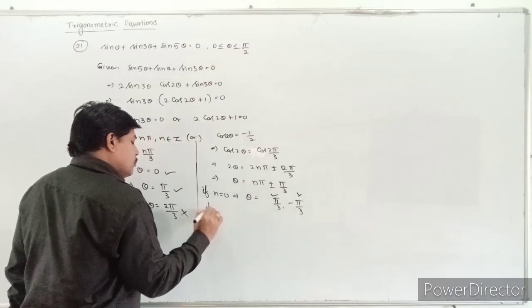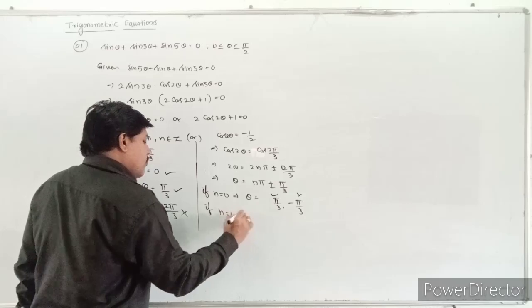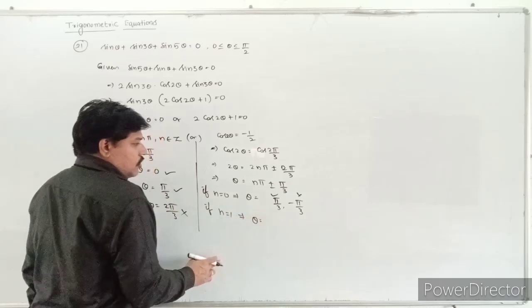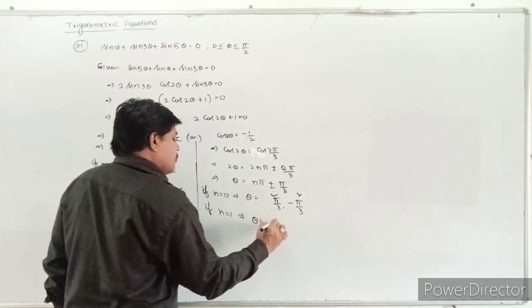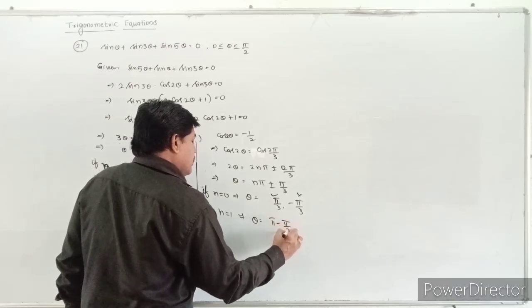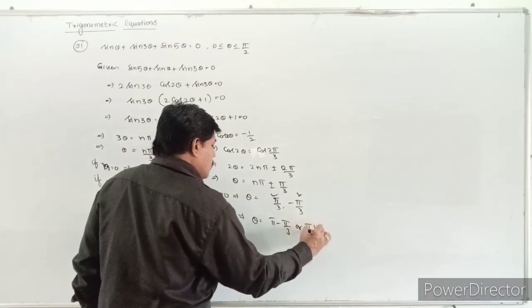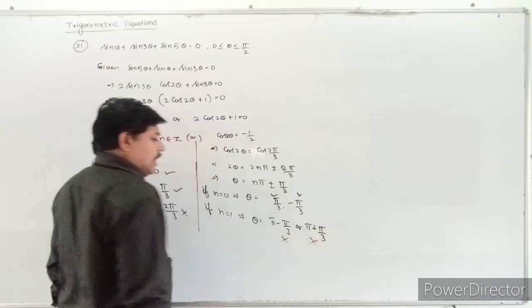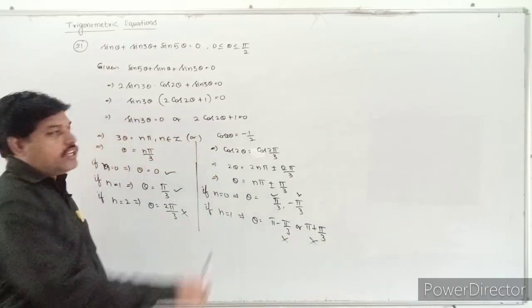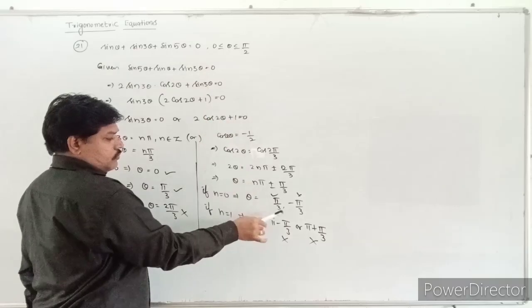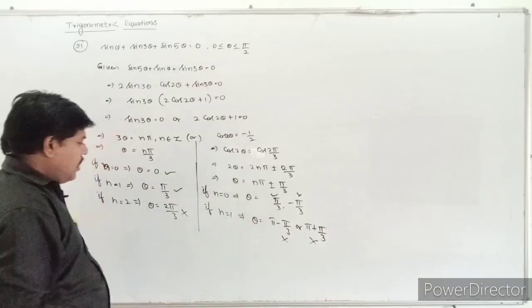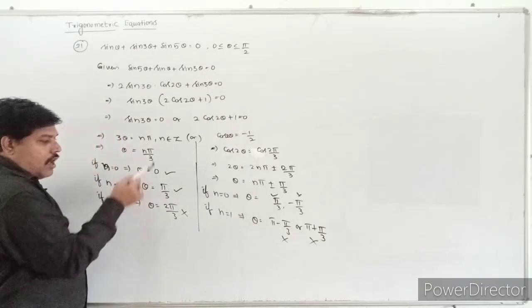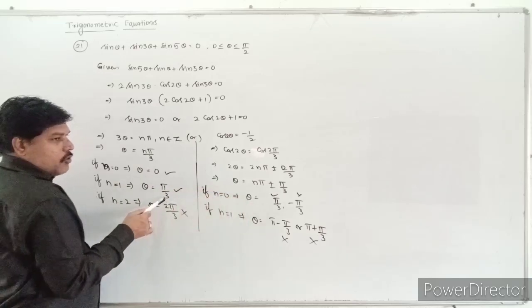If n is equal to 1, then what happens? Theta will become pi minus pi by 3 or pi plus pi by 3. So both these equations have no solution between 0 and pi by 2. So only one solution is here. Already pi by 3 you have got, and here both also.